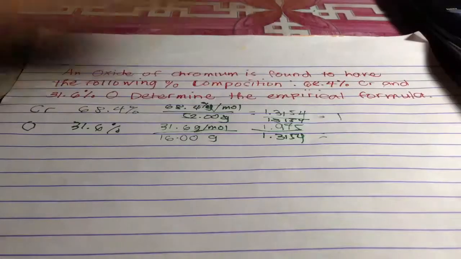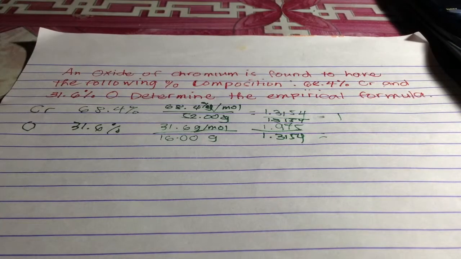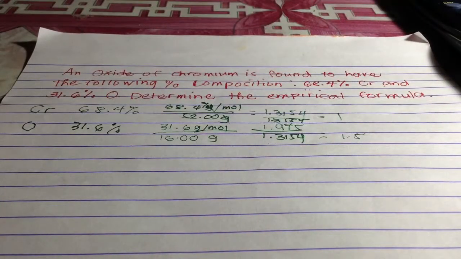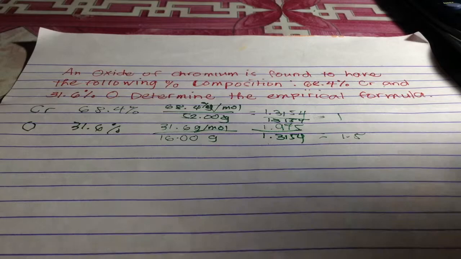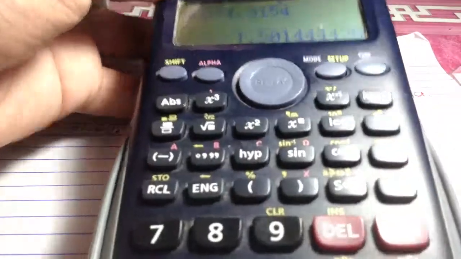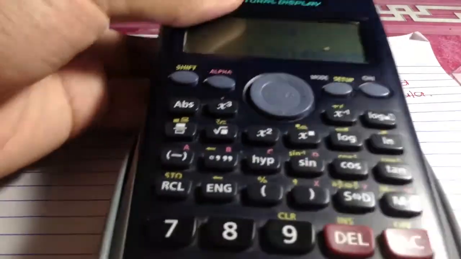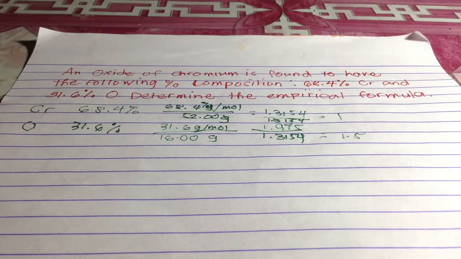So this of course turns out to be 1. And this one, let's input this into the calculator. 3154. There we go. And the answer is 1.5. Don't grab the other numbers right there. If you can see right there, don't grab those. Just grab the first and then the second, because that's what you're gonna need.